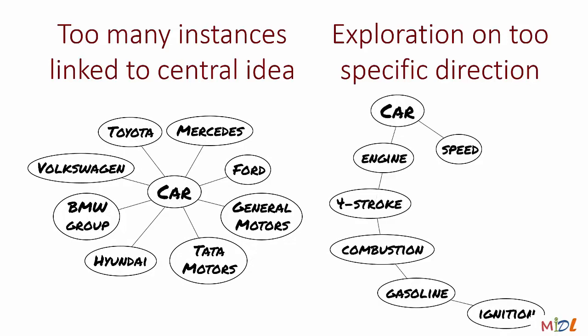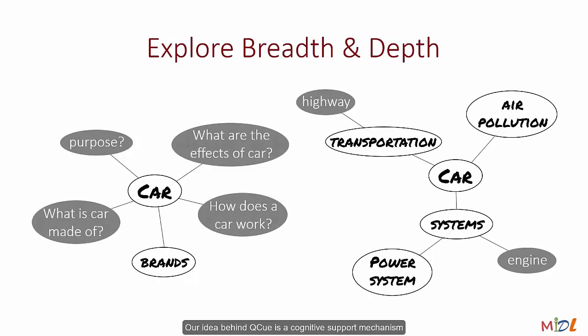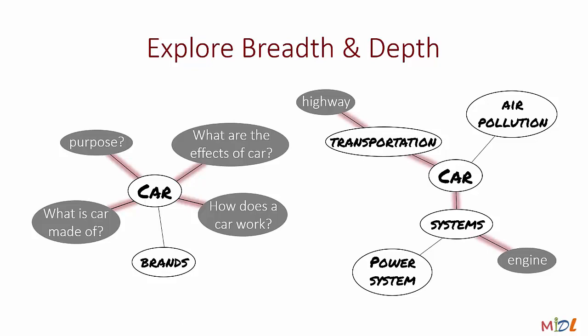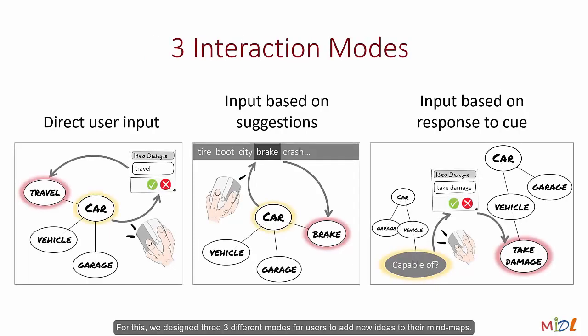around the problem. Our idea behind QCue is a cognitive support mechanism that stimulates users to explore breadth, i.e. different aspects of a problem by providing automatic cues, and depth, i.e. fine-grained exploration of each aspect. For this, we designed 3 different modes for users to add new ideas to their mind maps.